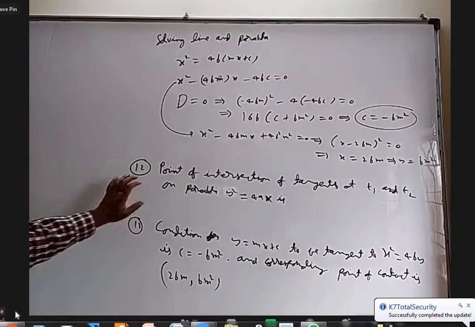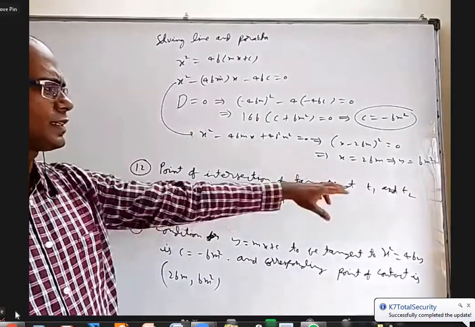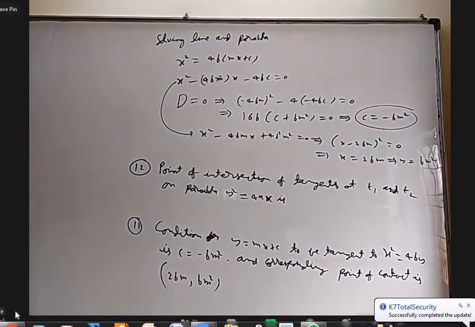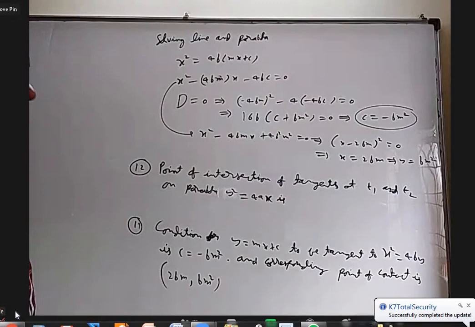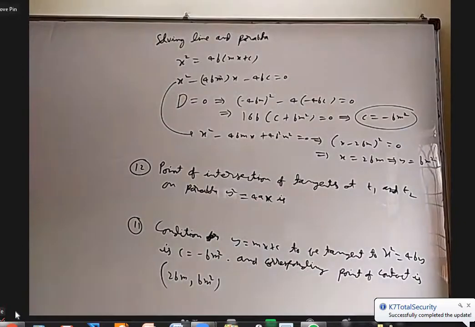Okay, that's completed. Try to find this: the point of intersection of tangents at T1 and T2 on the parabola y square equal to 4ax. T1 means a T1 square comma 2a T1. T2 means a T2 square comma 2a T2. Find the tangent here, solve them. Tell me what is the point of intersection.